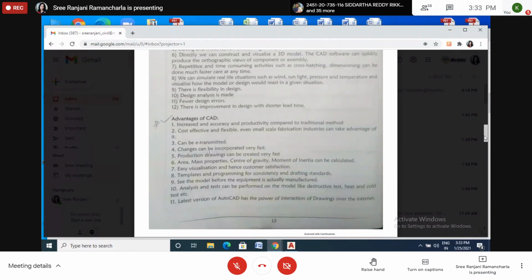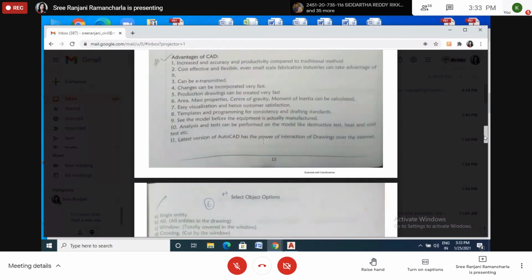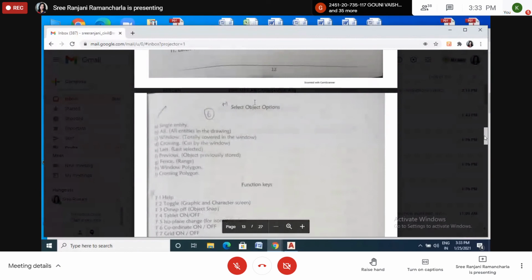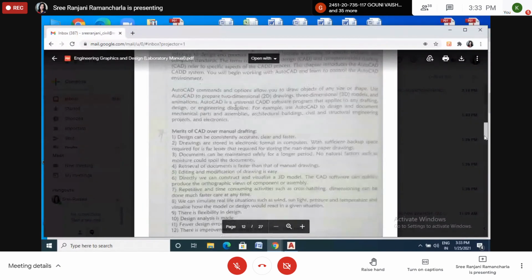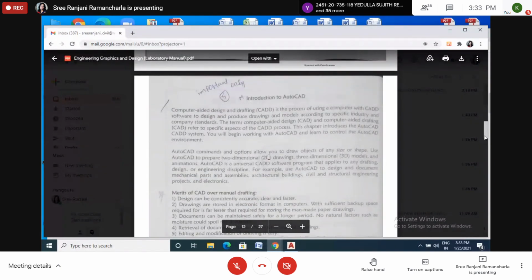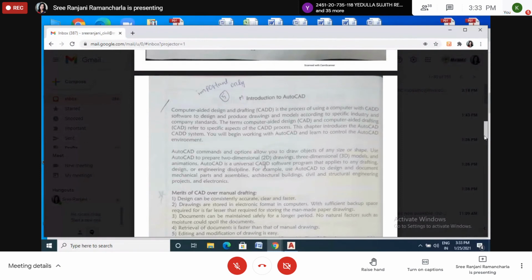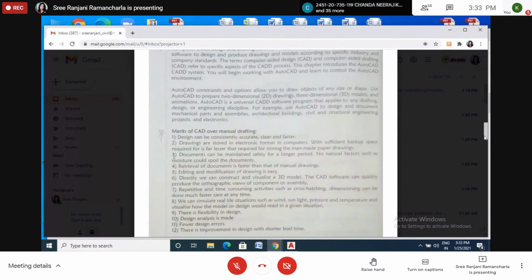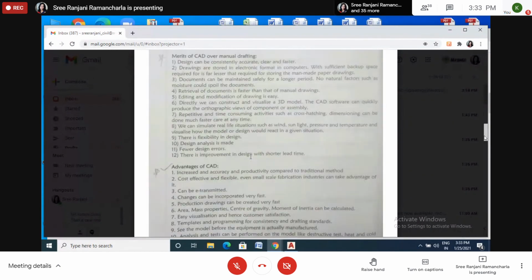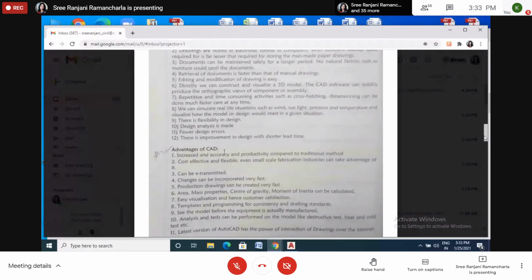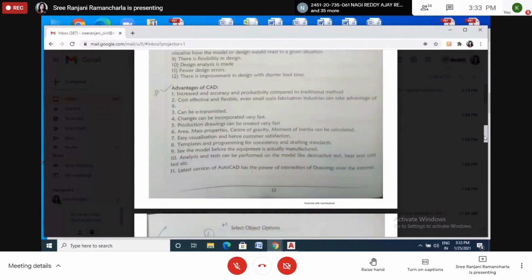Okay, changes can be incorporated very fast. Okay, so many are there here. Okay, these all you have to write. No need to write this one in your drawing page. On an A4 size sheet, in one sheet, write these points: merits of CAD over manual drafting, and on another page write this heading, highlight this heading and write these points.